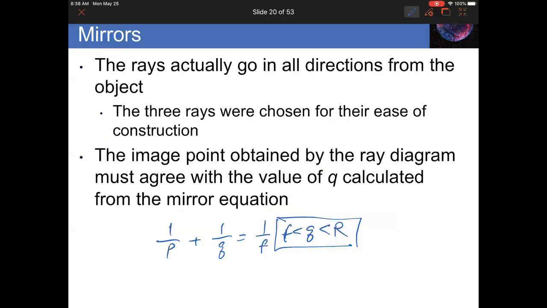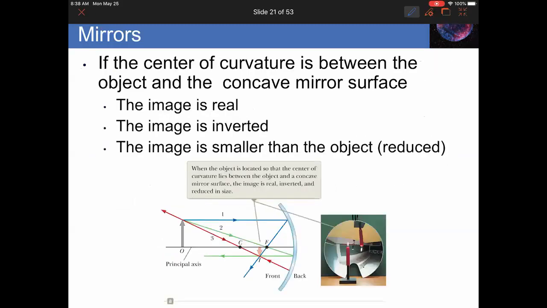Q then also should be positive because it is a real image. It is in front of the mirror. All right, so let's summarize this. If the center of the curvature is between the object and the concave mirror, that means, in this case 1, P here is greater than the center of the curvature, or you can say that this point C is between the object and the focal point.